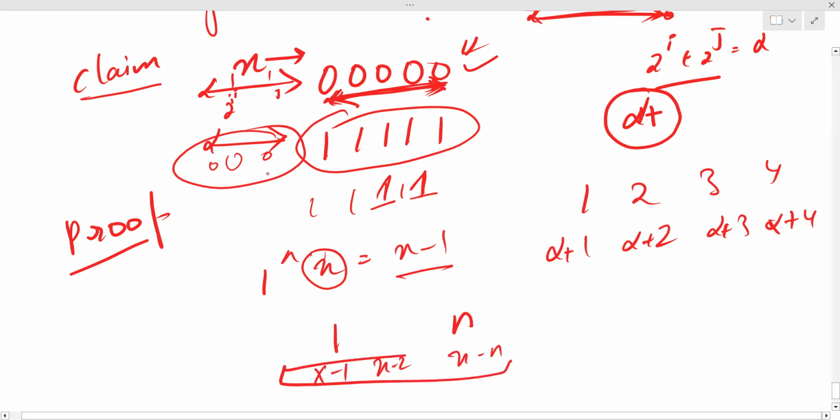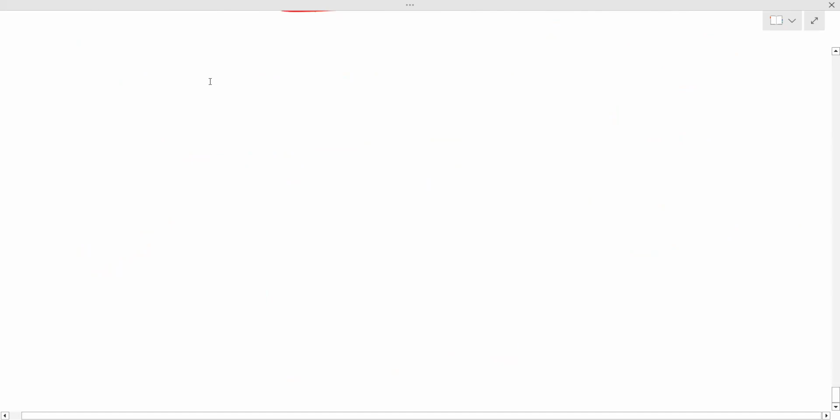So these are also consecutive, right? So both of these work. What about anything between these two? So they won't work. Why?